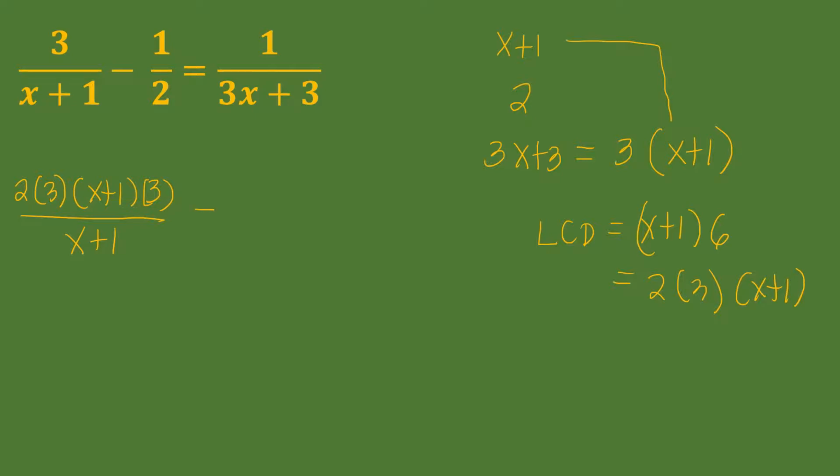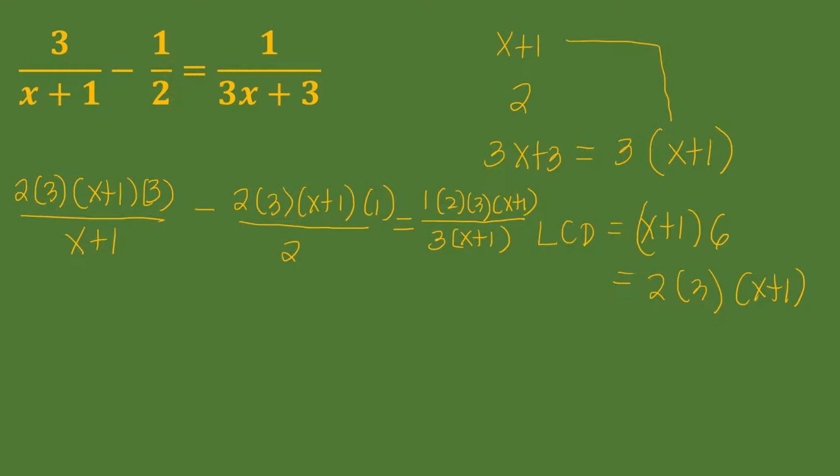Next, minus your 2 times 3 times your x plus 1 times your 1 over your 2, equals. So that will be 1 times your 2 times your 3 times your x plus 1 over, let me write the factor of 3x plus 3, that is equal to x plus 1.